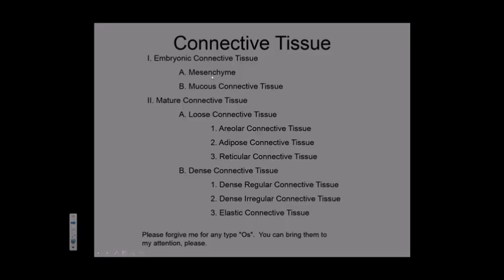Okay, so mature connective tissue. You have two categories, dense connective tissue and loose connective tissue. Loose connective tissue is subdivided into areolar connective tissue, adipose, and reticular connective tissue. Dense connective tissue is categorized into dense regular connective tissue, dense irregular connective tissue, and elastic connective tissue.